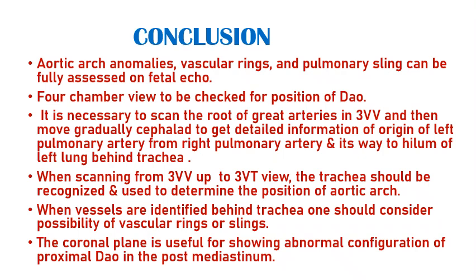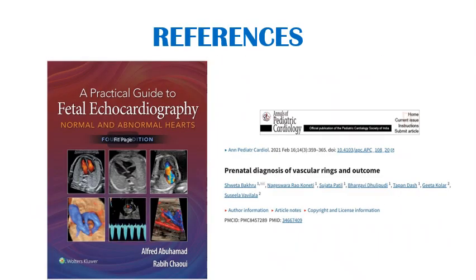When scanning from three-vessel view up to three-vessel trachea view, the trachea should be recognized and used to determine the position of the aortic arch. When vessels are identified behind the trachea, one should consider the possibility of vascular rings or slings. Coronal plane is useful for showing abnormal configuration of the proximal descending aorta in the posterior mediastinum. And last but not least, next time when you see the fetal arch, never forget to see aortic arch, vascular rings or slings. These are the references from where I have taken the content.